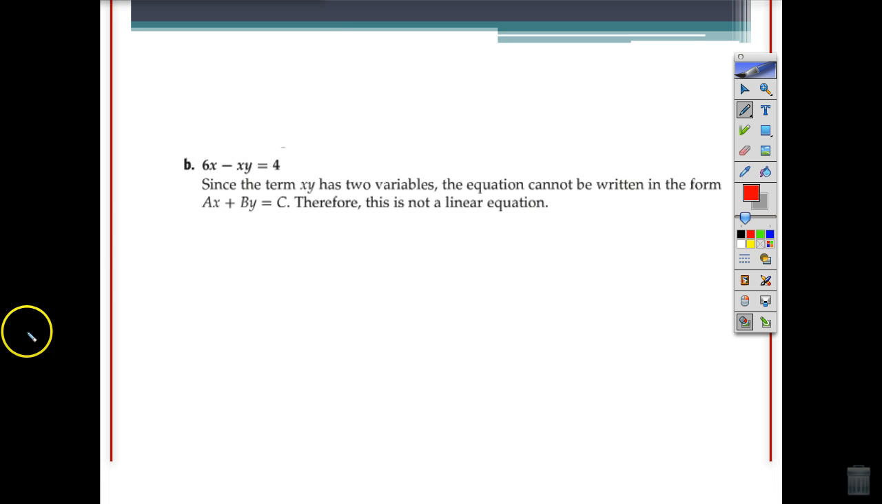Okay, here's example B. 6x minus xy equals 4. Since the term xy has two variables, the equation cannot be written in standard form ax plus by equals c. There's only an x and a y. Therefore, it is not a linear equation.